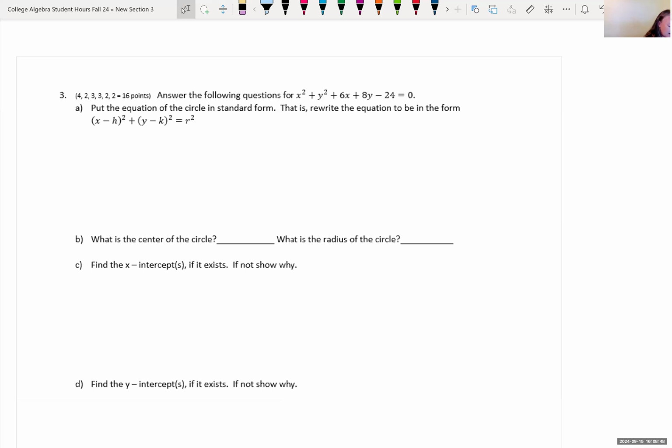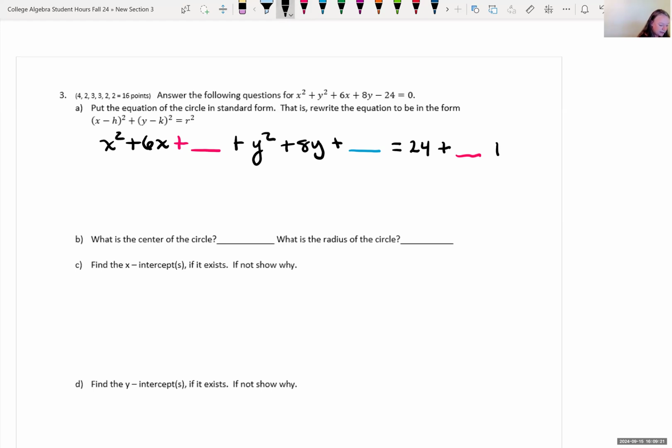So rewriting my equation, I'm going to do that. I have x squared plus 6x. I'm going to leave room here because I'm going to add a number here to make it a perfect square in a minute. Then grouping my y terms together, I have y squared plus 8y. I'm going to add something here to make this a perfect square, so I'm going to leave a space there. Is equal to, I'm adding 24 to both sides of my equation. And then whatever I added on the other side of the equation, I'm going to have to add to the right-hand side of the equation to make it equivalent.